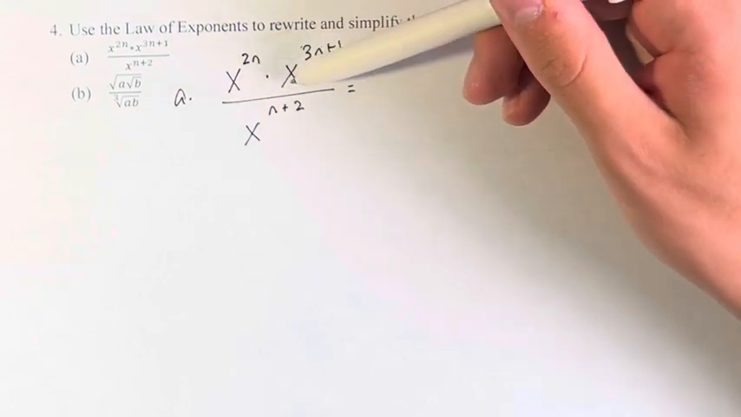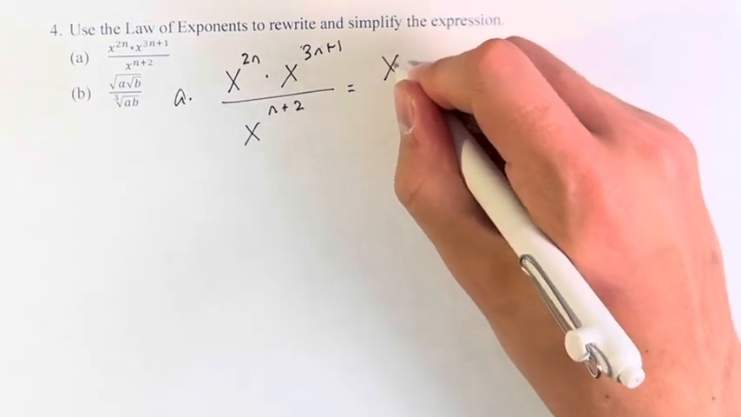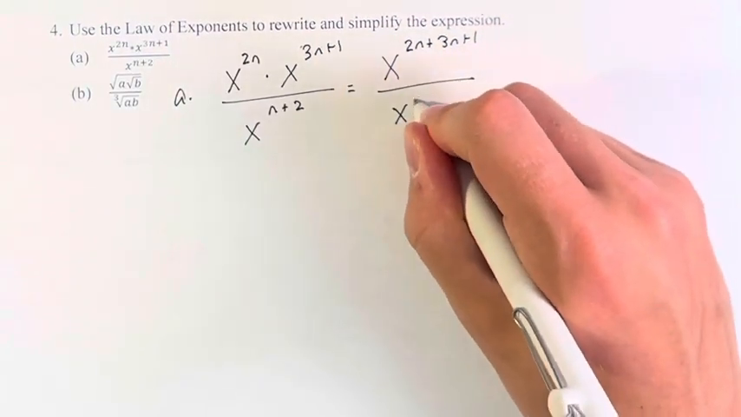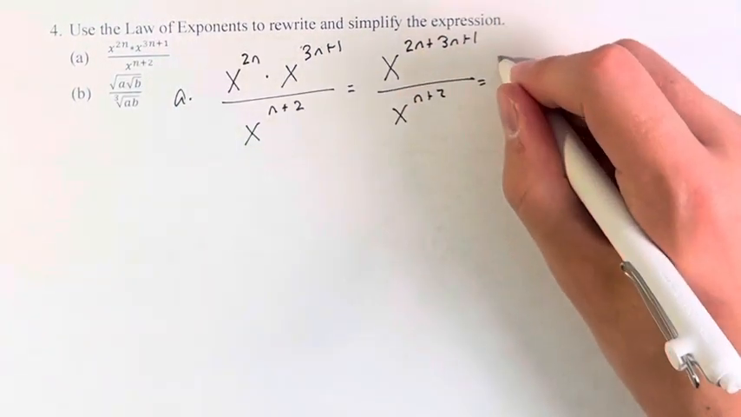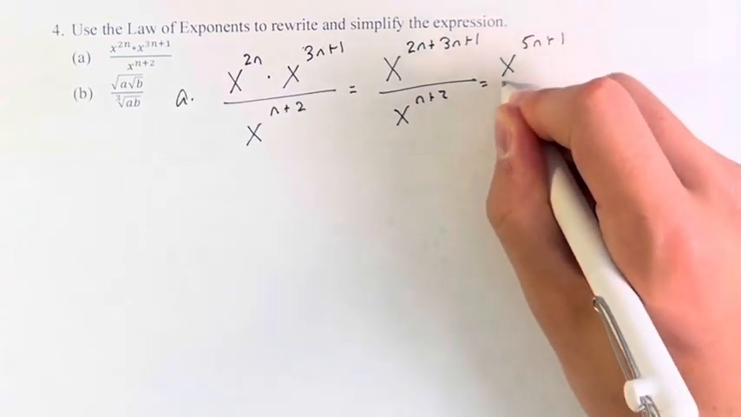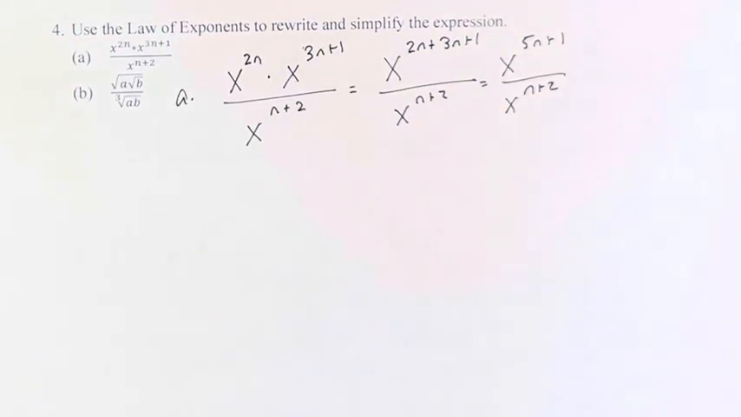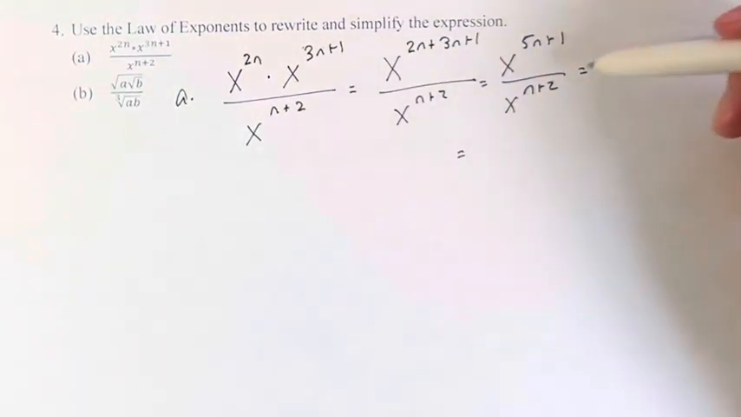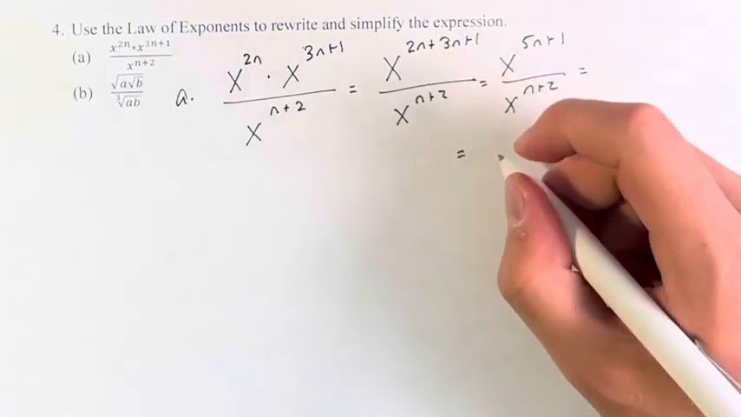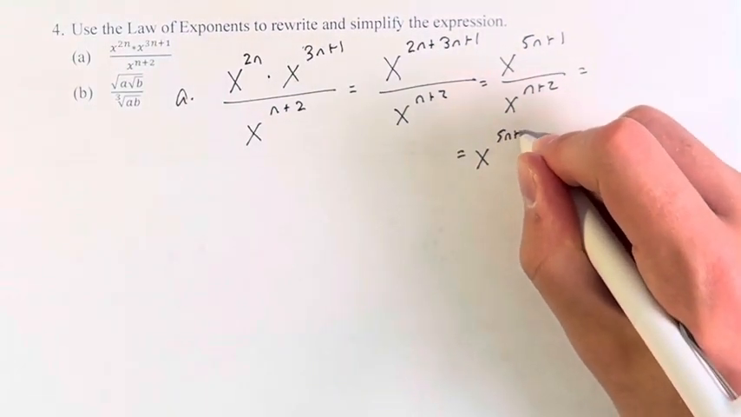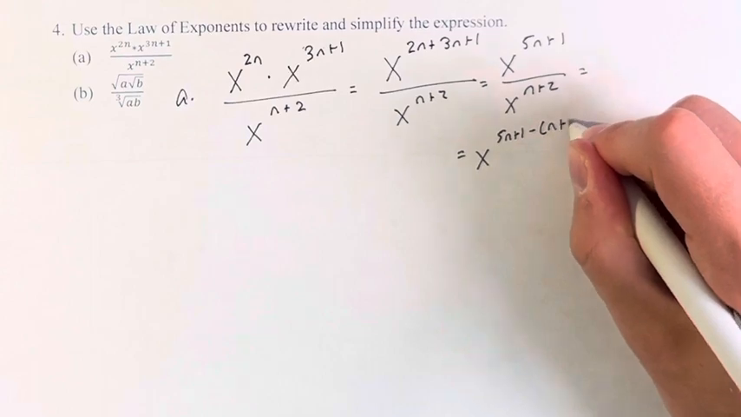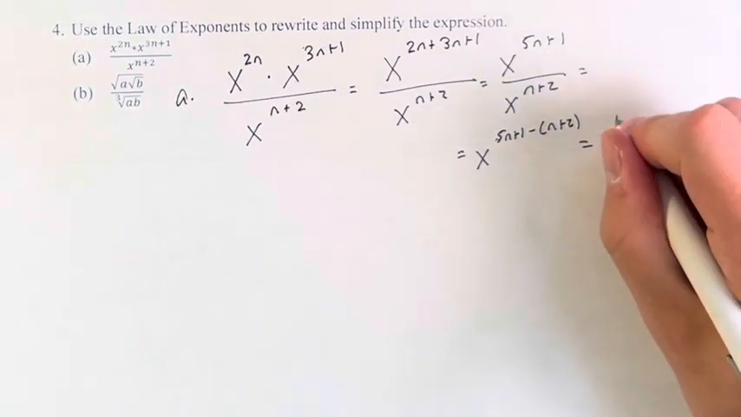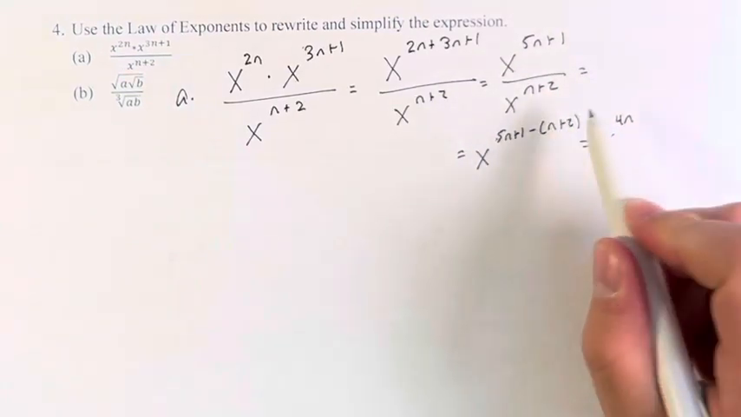So x to the 2n times x to the 3n plus 1 is equal to x to the 2n plus 3n plus 1. This is over x to the n plus 2. Simplifying this, we have x to the 5n plus 1 over x to the n plus 2. And same thing here, if you have the same base and you are dividing them, you subtract. So this is x to the 5n plus 1 minus n plus 2. So this is x to the 5n minus n is 4n, plus 1 minus 2 is minus 1.